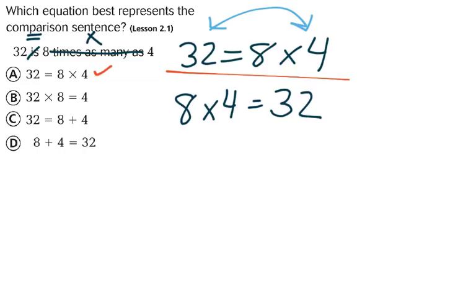32 times 8 equals 4? No way. 32 equals 8 plus 4. 8 plus 4 is equal to 12. That's not it. And 8 plus 4 is equal to 32. That's not it either. So notice how I went through all of my answers. Don't just stop at A and say, oh, that's it. Make sure you go through all of the answers and make sure that none of the other ones could be a possible answer.